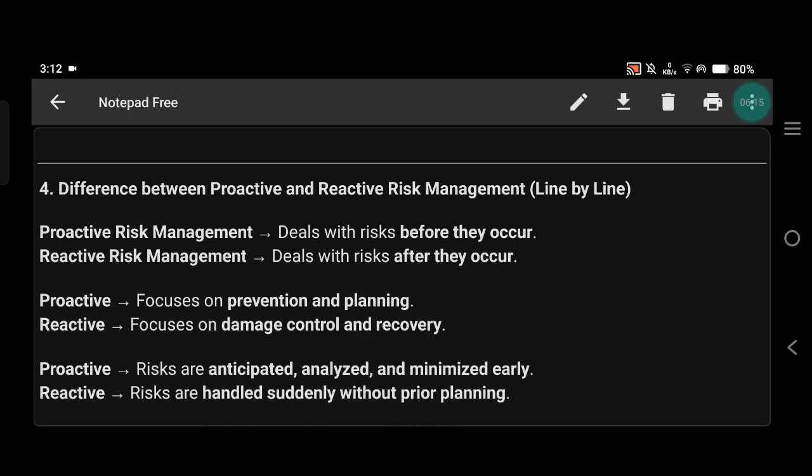Difference between proactive and reactive risk management, line by line. See, first is proactive risk management deals with risk before they occur. Reactive risk management deals with risk after they occur. Okay, second is proactive focuses on prevention and planning. Reactive focuses on damage control and recovery.